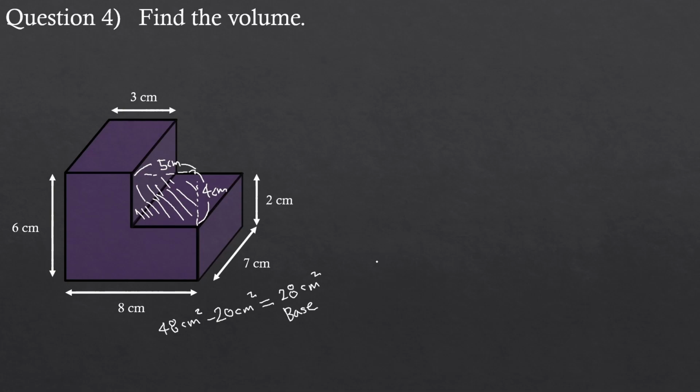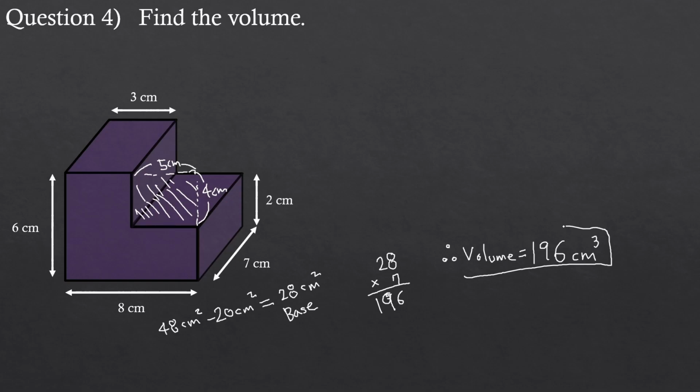So 28 times 7 is 8 times 7, that's 56. And 20 times 7, that's 140. So this will become 196. Am I right? So, therefore, our volume is 196. What is the unit? It's in centimeters. So, centimeters cubed. This is our answer.